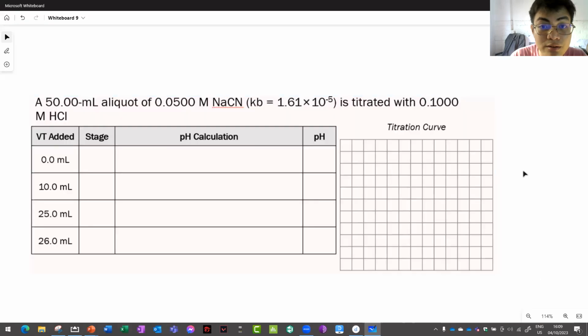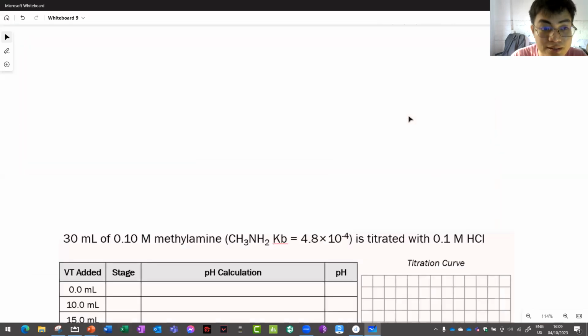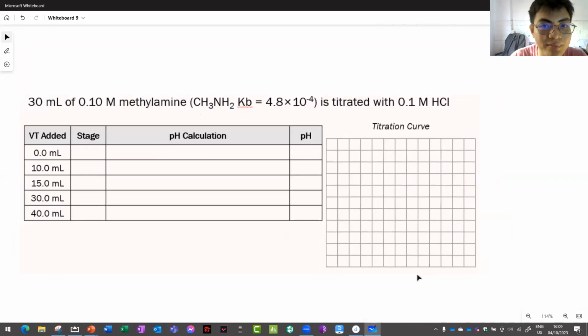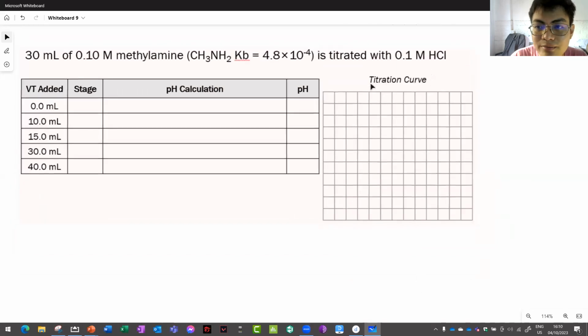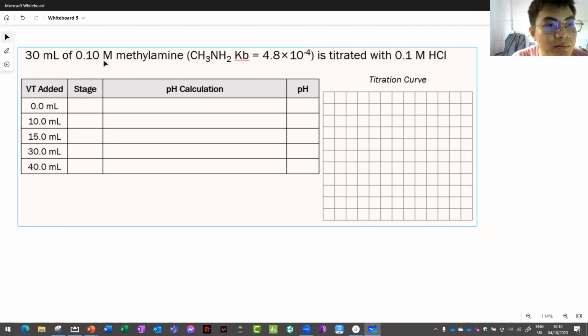I will answer the one with no answer in the PowerPoint, such as this one. Okay, I will try this one. So, let's read. 30 ml of 0.1 molar methylamine, CH3NH2, Kb 4.8 times 10 raised to negative 4, is titrated with 0.1 molar HCl.